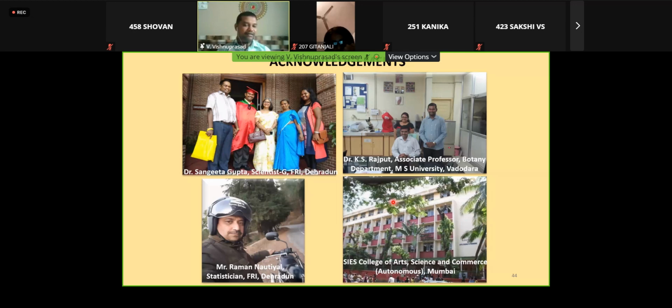Okay, and the microtome which I showed yesterday, that was available in this MS University Vadodara. He is the PI of that lab. She is Mrs. Ankita Gupta, my colleague. Dr. K.S. Rajput sir, he has helped us tremendously in this work. And she is my PhD guide, Dr. Sangeeta Gupta madam. And this is during my convocation with my proud parents and my sister.